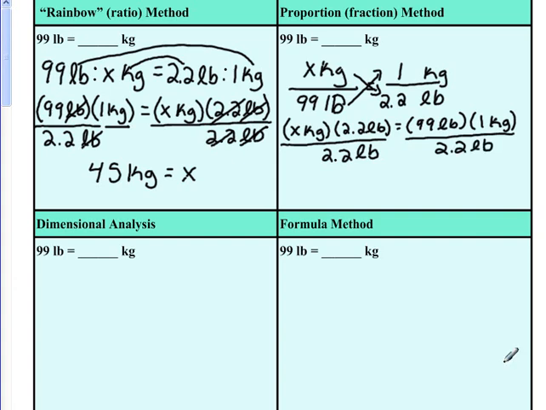Notice that on the left-hand side of the equal sign, both the number 2.2 and the unit pounds are canceled out, leaving just the x kilograms. On the right-hand side of the equal sign, only the unit pounds cancels out, not the numbers. We now can multiply 99 times 1 and divide by 2.2, and we find that 99 pounds is equivalent to 45 kilograms.